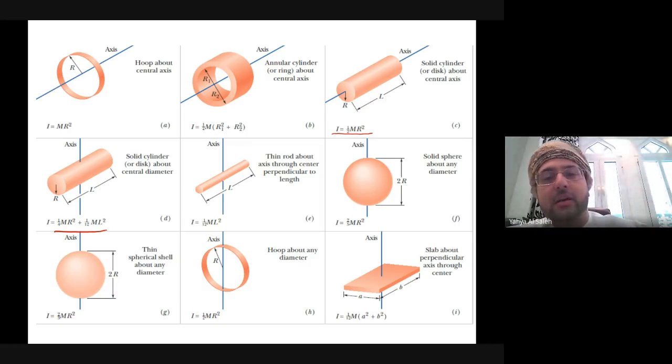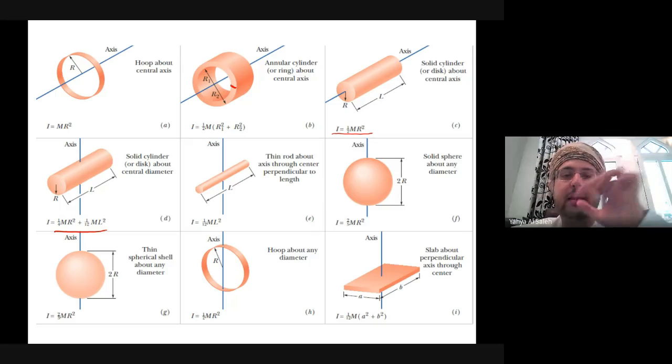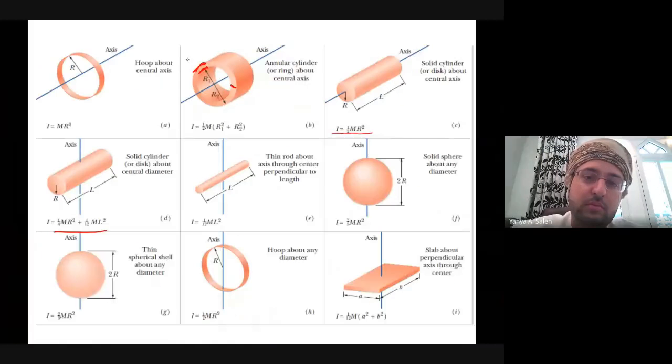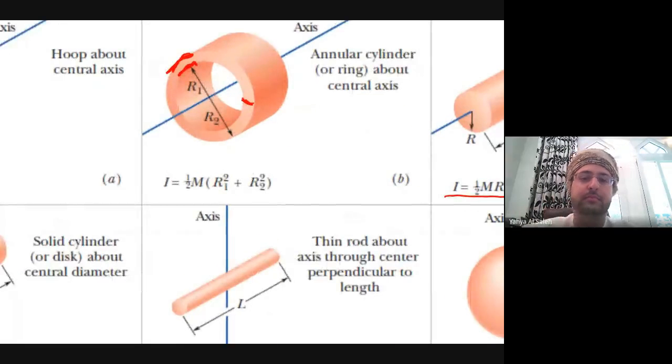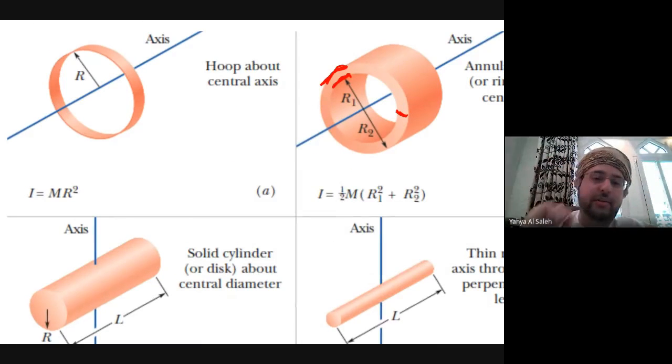Because it is thick. Look, it has a finite thickness. It's not very thin. So it has a distribution of mass. So you have R1, which is to the inner edge, and then you have R2, which is to the outer edge. Here, where it is very, very thin, it's just one R, not two R's.